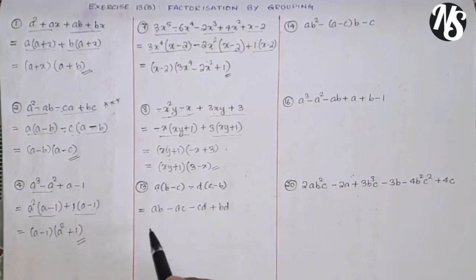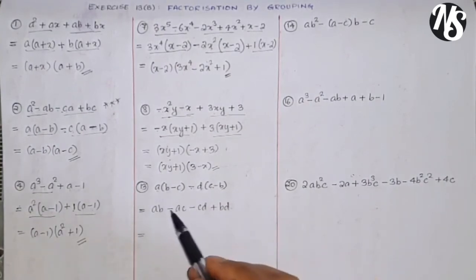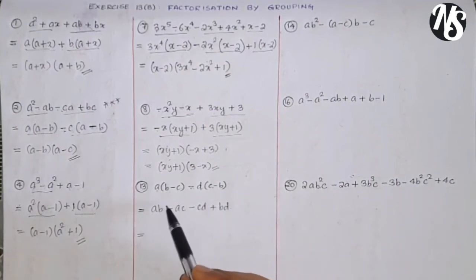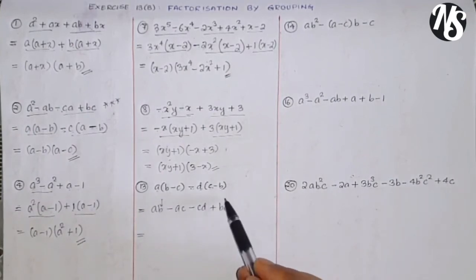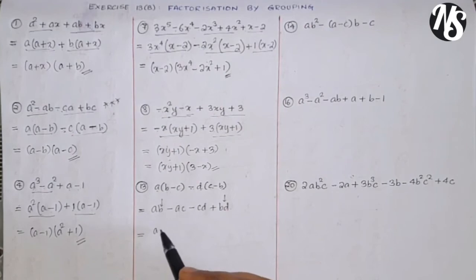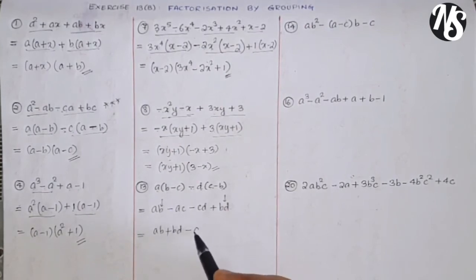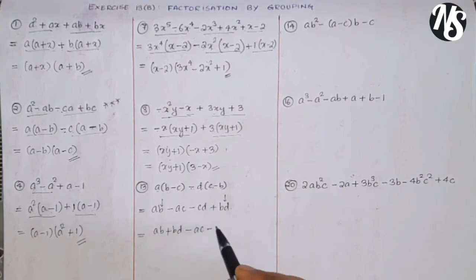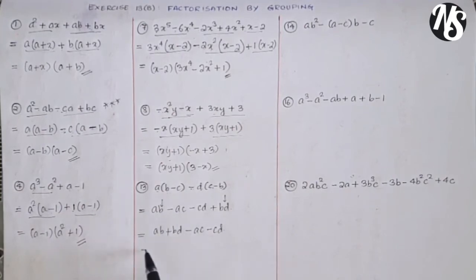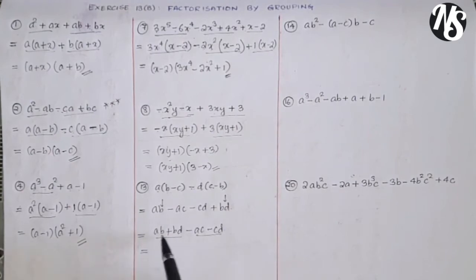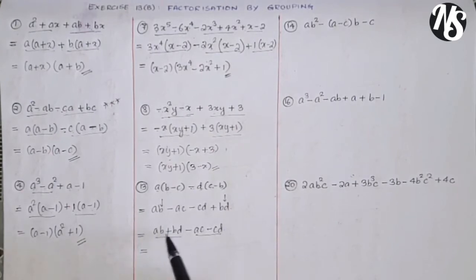Since I am doing grouping, let me group this and this together. So you get ab plus bd, and the remaining things I will write as it is, so we have ac minus cd. Now let's group these two. In this what is common? We see b is common. So b is common means what is left?